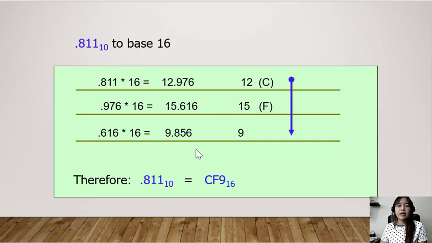So you need to find out how many digits will be required in the computation so that you can multiply the decimal part that number of times by 16. And then remember, since this is from decimal to hexadecimal, you need to read it from the top to the bottom. So that should be CF9, and that is now the equivalent of 0.811 in hexadecimal using only 3 digits.